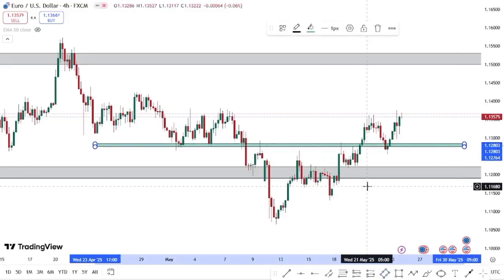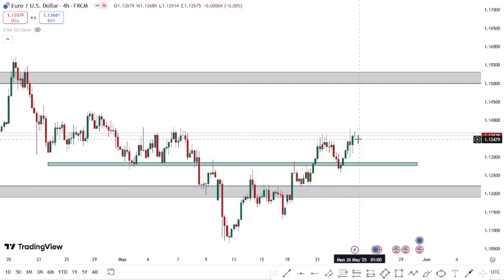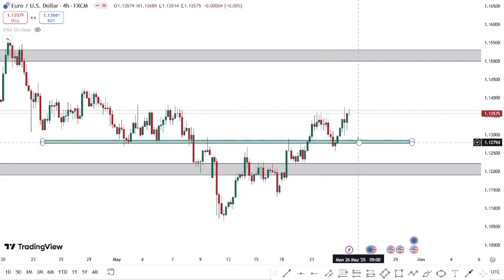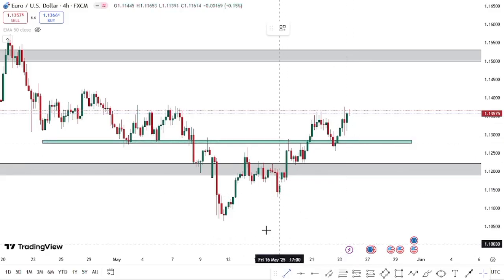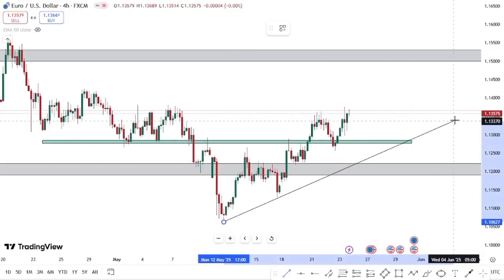I will be looking to buy Euro USD. If you look left, you can see that price reacted here for a while before dropping to the downside. So if that should happen, I'll be expecting Euro USD to come back into this zone here. I want to start looking for my buys inside of this zone on Euro USD.